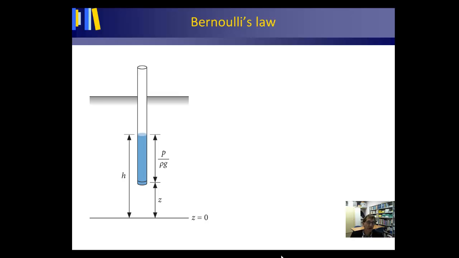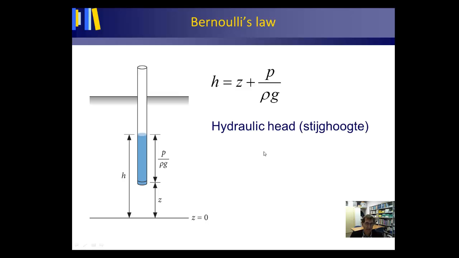So if we have a piezometer tube, and I already explained water can only flow in through the bottom of the tube, through the screen, then Z is simply the altitude above your reference level. P divided by rho G is simply the water pressure here at this location. And if we add Z plus P divided by rho G together, we get H, the hydraulic head. So hydraulic head equals elevation head plus pressure head.